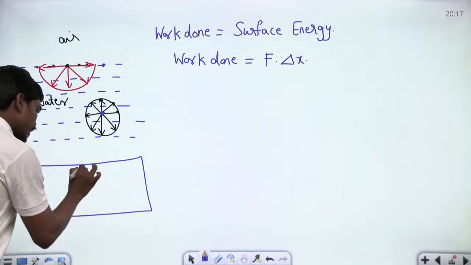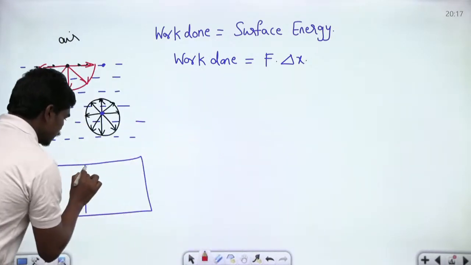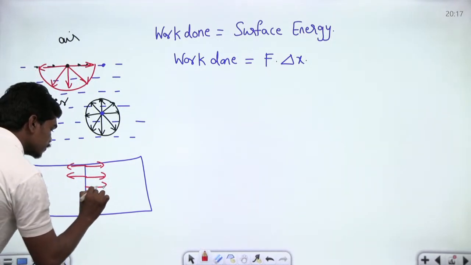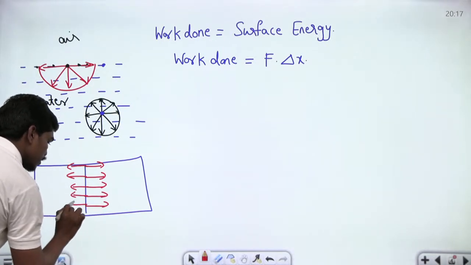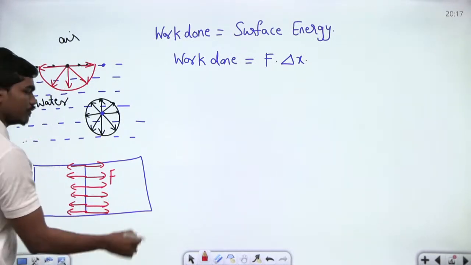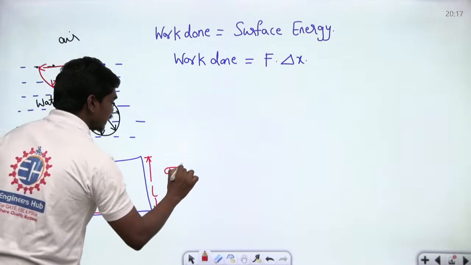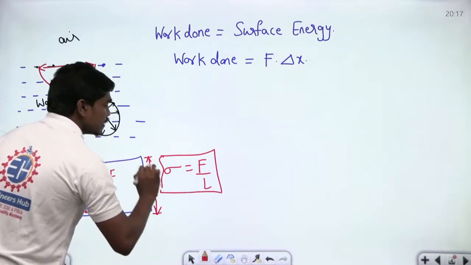Now you know this, whenever there is a set of molecules, every molecule on this set is acted upon by some forces on either side. If this is your total surface tension force F and this is your L, then sigma is nothing but F by L. You have seen this, correct? Surface tension.